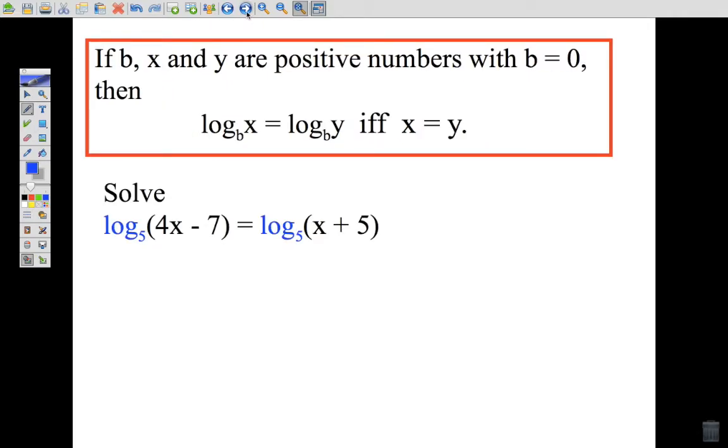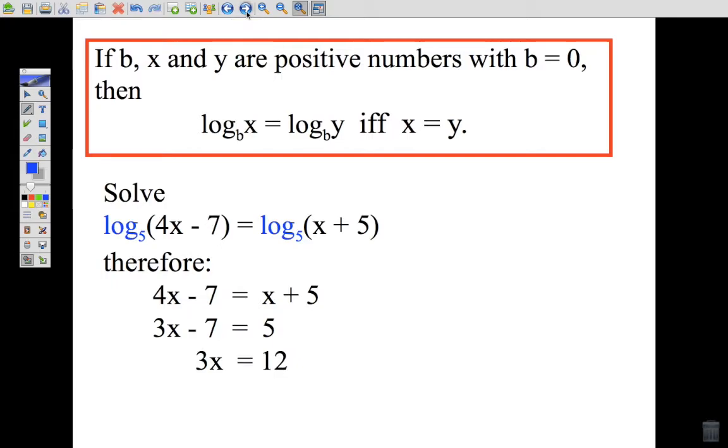Here is a log equation that we're trying to solve. Log base 5 of 4x minus 7 is equal to log base 5 of x plus 5. Because both sides of the equation are log base 5, I can then say that 4x minus 7 is equal to x plus 5. In one simple step, this log equation, typical Algebra 2 problem, becomes an Algebra 1 problem where you're just simply solving for x. I'm going to subtract x from both sides, add 7 to both sides, and then divide by 3.